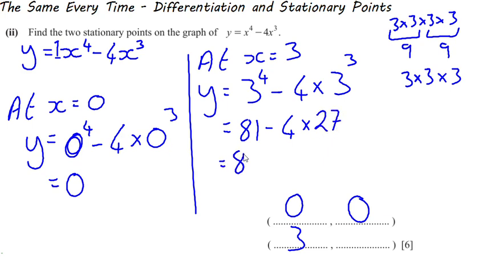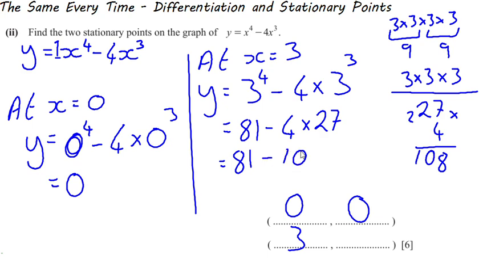Okay, so we've got 81 minus 4 times 27. I'm trying to do this whole thing non-calculator. So 4 times 27, I'll do this one here, look, 27 times 4, 4 times 7, 28. 4 times 2, 8, plus the 2 gives me 10. So that's going to give me 81 minus 108.